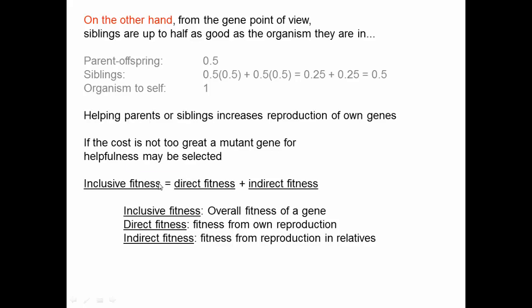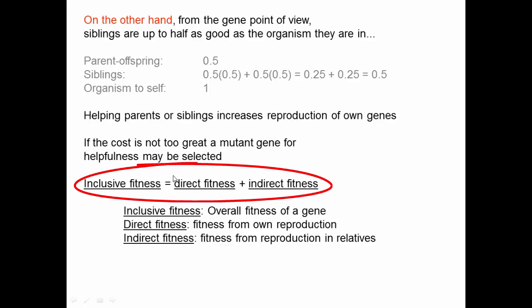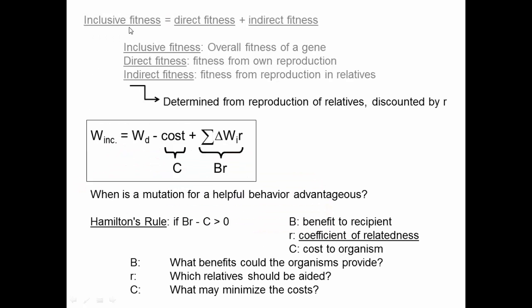And so we can actually broaden our definition of fitness. Direct fitness is when we're thinking about reproduction of a particular entity. If we add indirect fitness, which is helping increase the reproduction of other copies of that same gene in other individuals, then direct fitness plus indirect fitness gives us a concept called inclusive fitness, which we can think about as the overall fitness of that allele, all the copies of that allele or that gene.